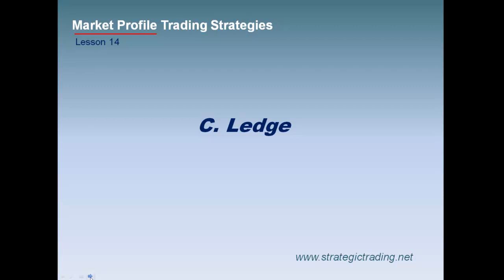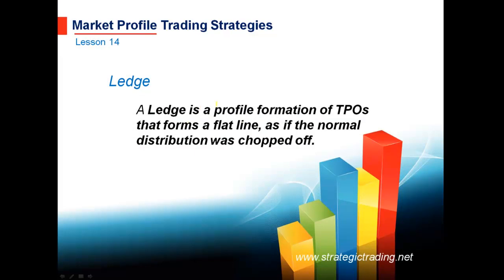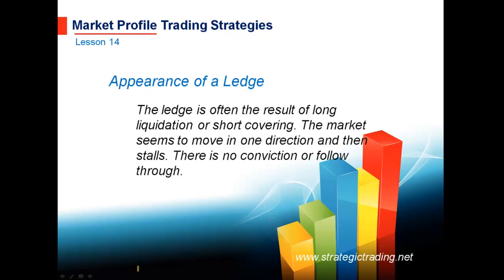And we're going to begin talking about a ledge. A ledge is a profile formation. It's a very simple one of TPOs that looks like a flat line, and it seems as if somebody came at the normal distribution and chopped it off. And the best way to really describe it is by understanding what is happening in the market that makes a ledge occur. And I will show you, of course, a chart with a ledge in just one moment.